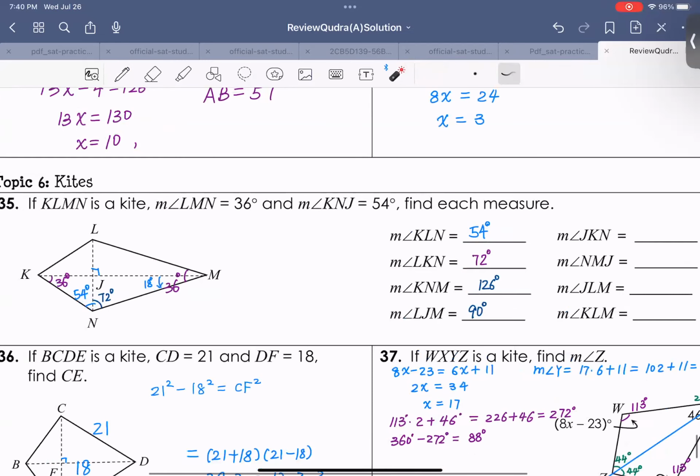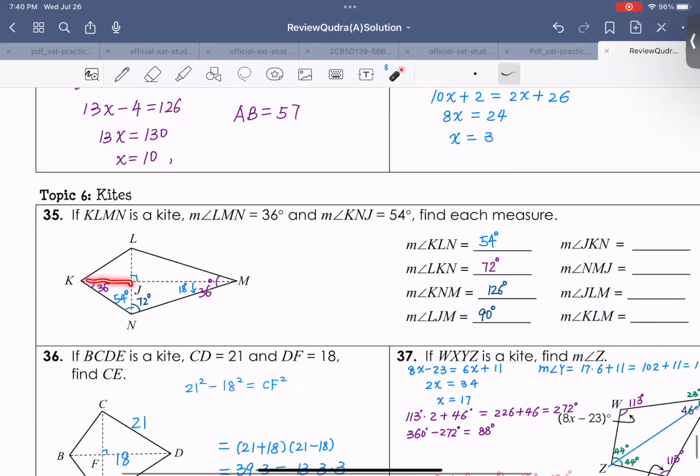Next one is JKN. This is 36. J. That's 18. Yes. Oh, it's JLM, sorry, JLM. This guy is symmetric. 72. Good.